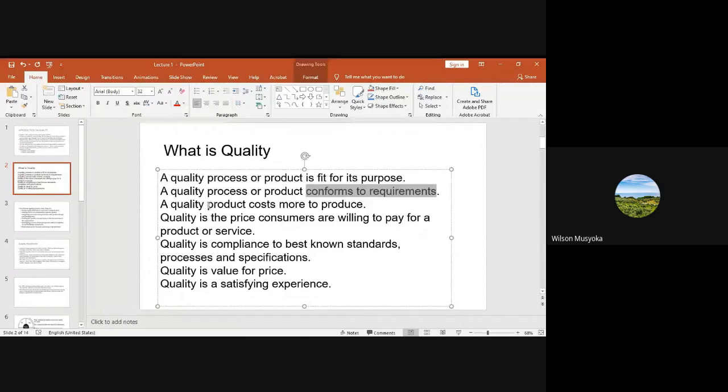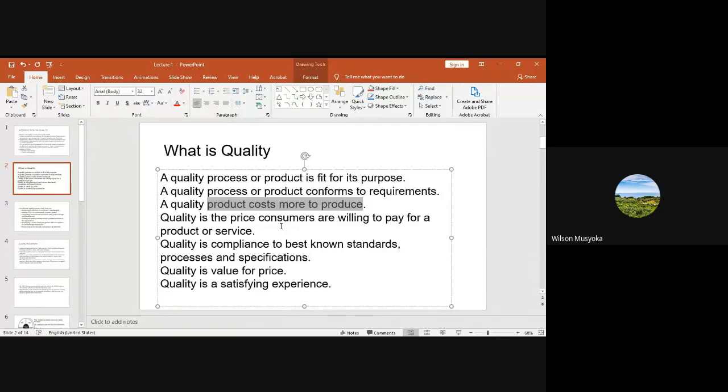Also, quality: if a product costs more to produce, give an example of a car, give an example of a phone or these electronic gadgets we are using. If it has more cost of production, it can be assumed that it is of quality because the more the cost, the more the price you will have to pay for that product. And it means that the more the cost, the more the quality.